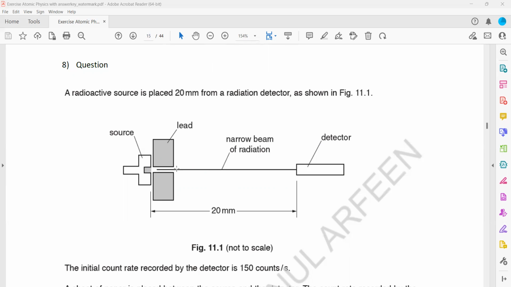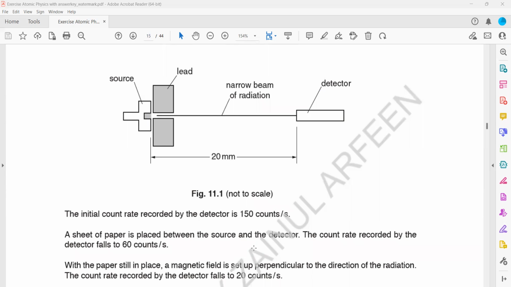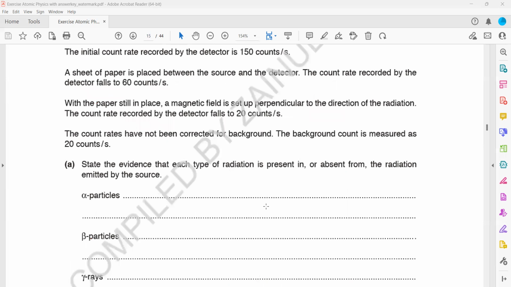They did not ask for it, but as information, you should know why this lead is placed. It is not completely blocking the radiation from the source, as there is an opening there. So you just write: to collimate the beam, or collimate the radiation from the source.